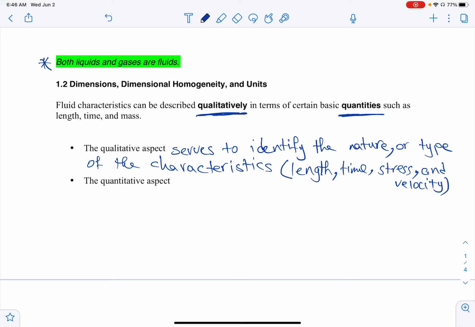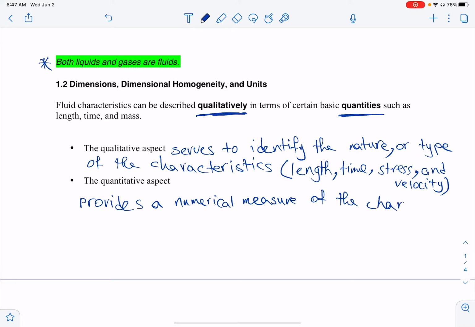And the quantitative aspect, I don't know why I keep saying aspect, provides a numerical measure of the characteristic.